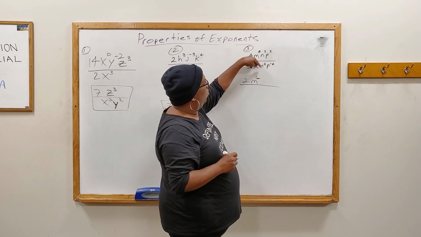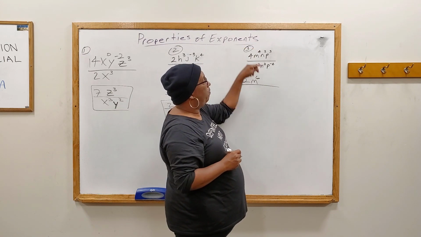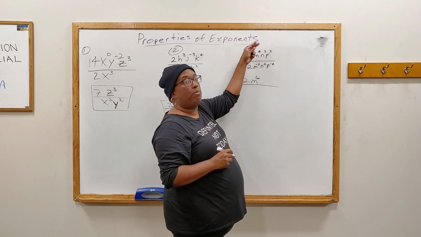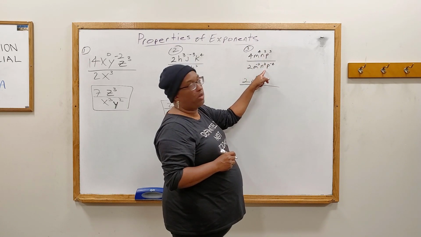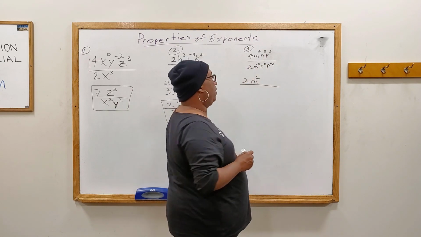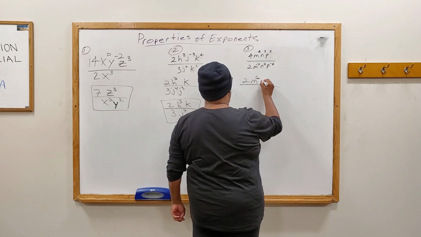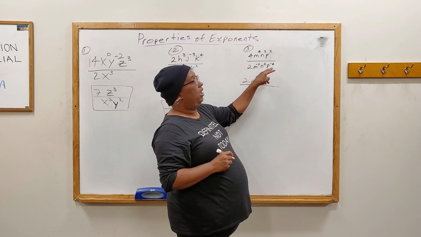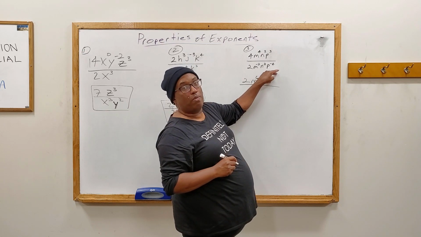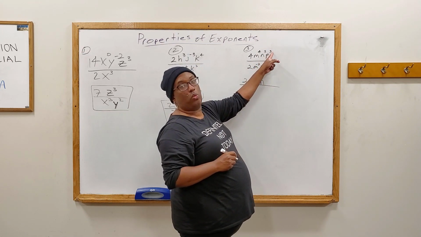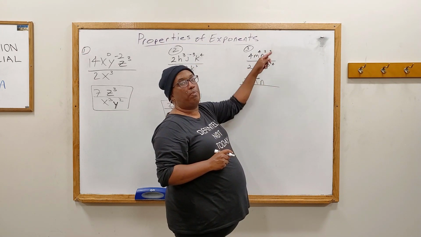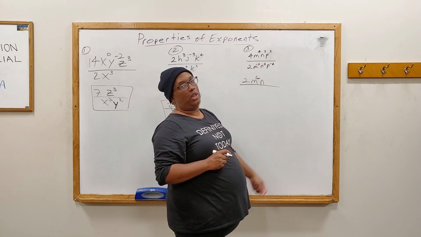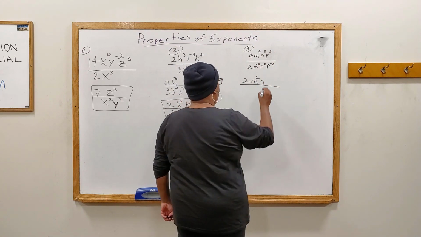Now, n's. Which one has more n's, the top or the bottom? The top has 1 more n because it's cubed compared to the square, so we keep 1 n, that's n, and p to the negative 4 tells you to move it up and add it to this one, so 3 plus 4 is 7, so we have p to the 7th.